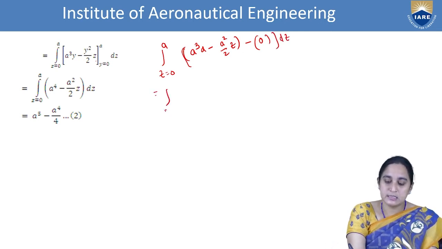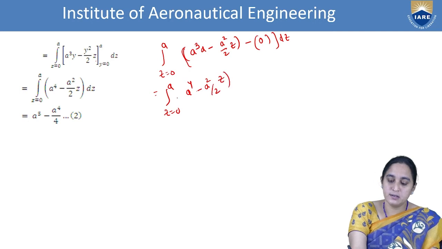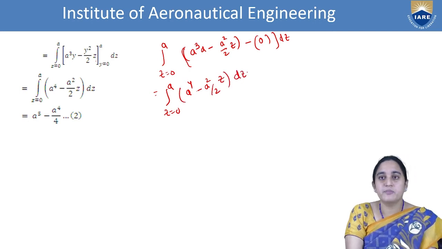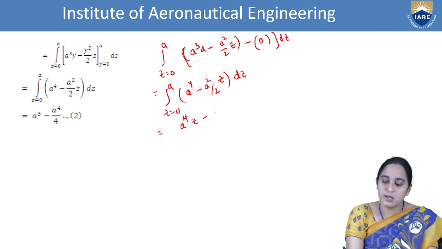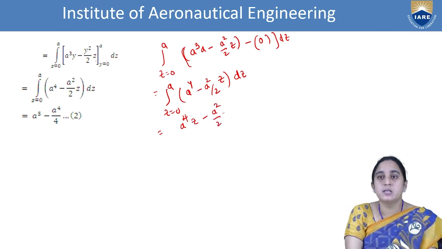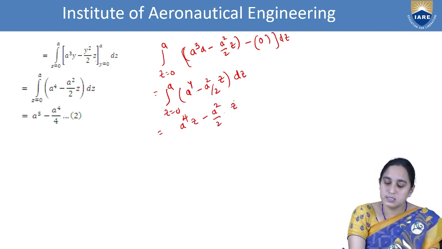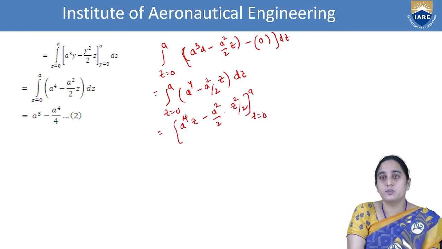That is integral z is equal to 0 to a, (a power 4 minus a square by 2) into z dz. Now integrate with respect to z. That is a power 4 with respect to z: a power 4 is constant and its integration is z, minus a square by 2 into z, whose integration is z square by 2. Limit points z is equal to 0 to a.